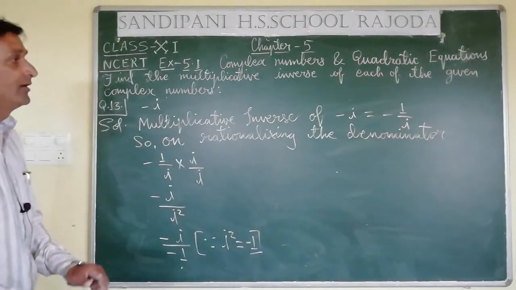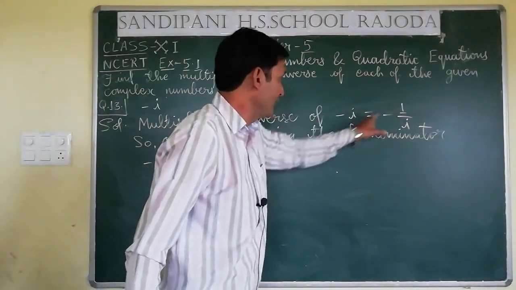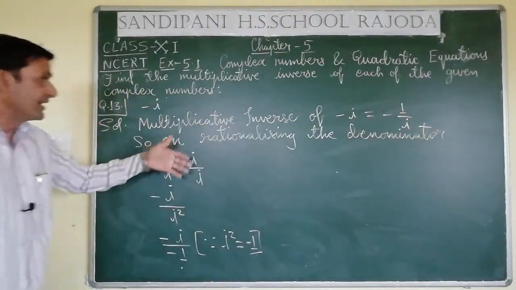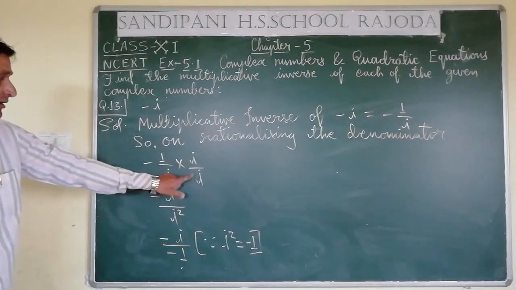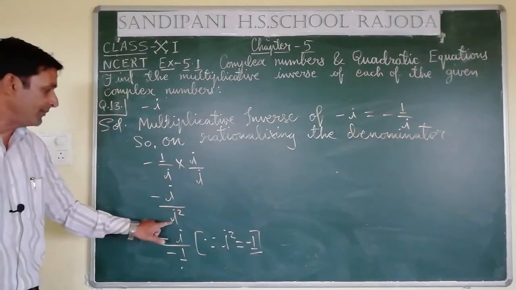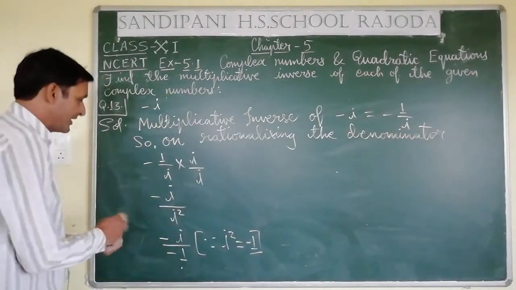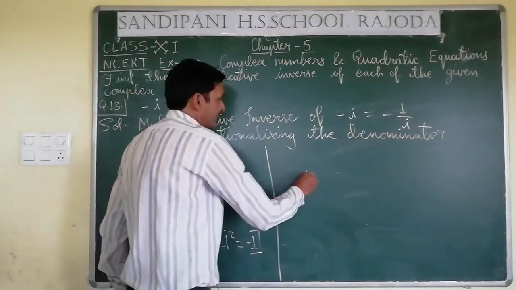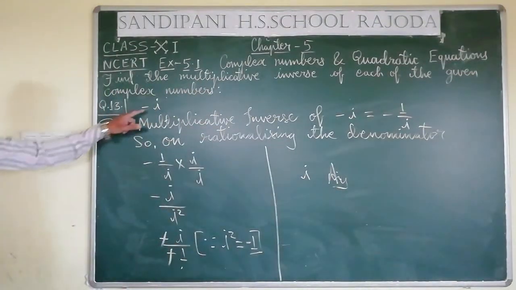What we have done? First of all, we have made the reciprocal of this particular complex number, and then this reciprocal is rationalized. So i is multiplied here. So minus 1 into i is minus i, and i into i will be i square. The value of i square is minus 1, so this minus and this minus will be cancelled. So finally what is our answer? i is our answer. This is the conclusion for the multiplicative inverse of minus i.